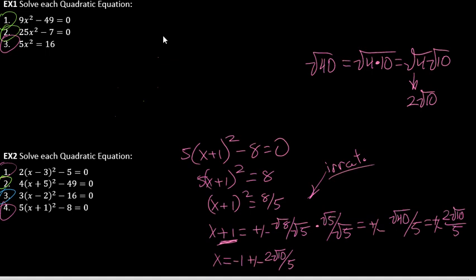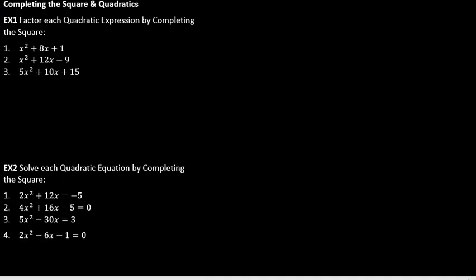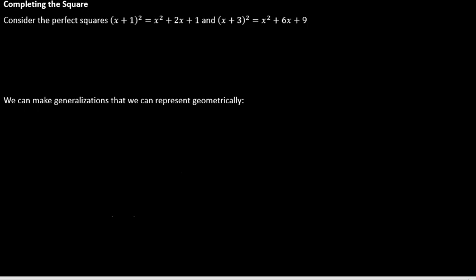So my two irrational solutions will be x1 is equal to negative 1 plus 2 square root of 10 over 5, and x2 is equal to negative 1 minus 2 square root of 10 over 5. Those would be my two irrational solutions there. Okay, so pretty straightforward there.